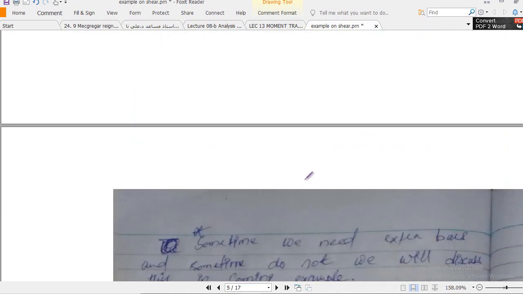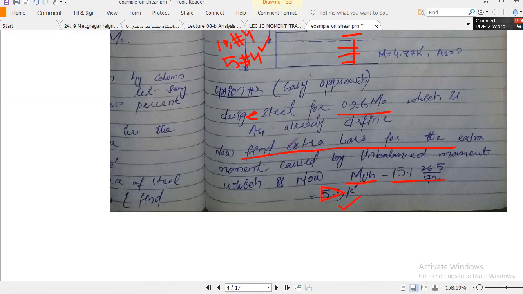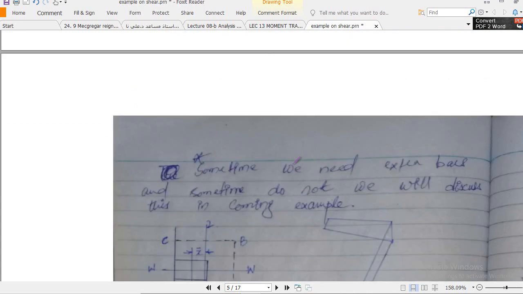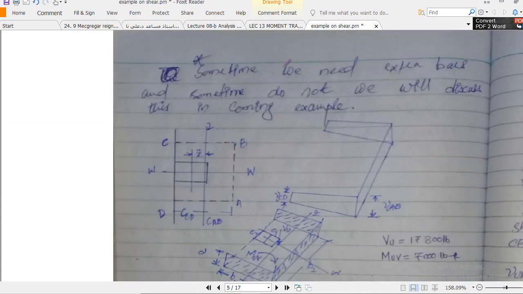We will explain this procedure in the next example, right? I already explained this: sometimes we need extra bars and sometimes we do not. We will discuss this in a coming example.